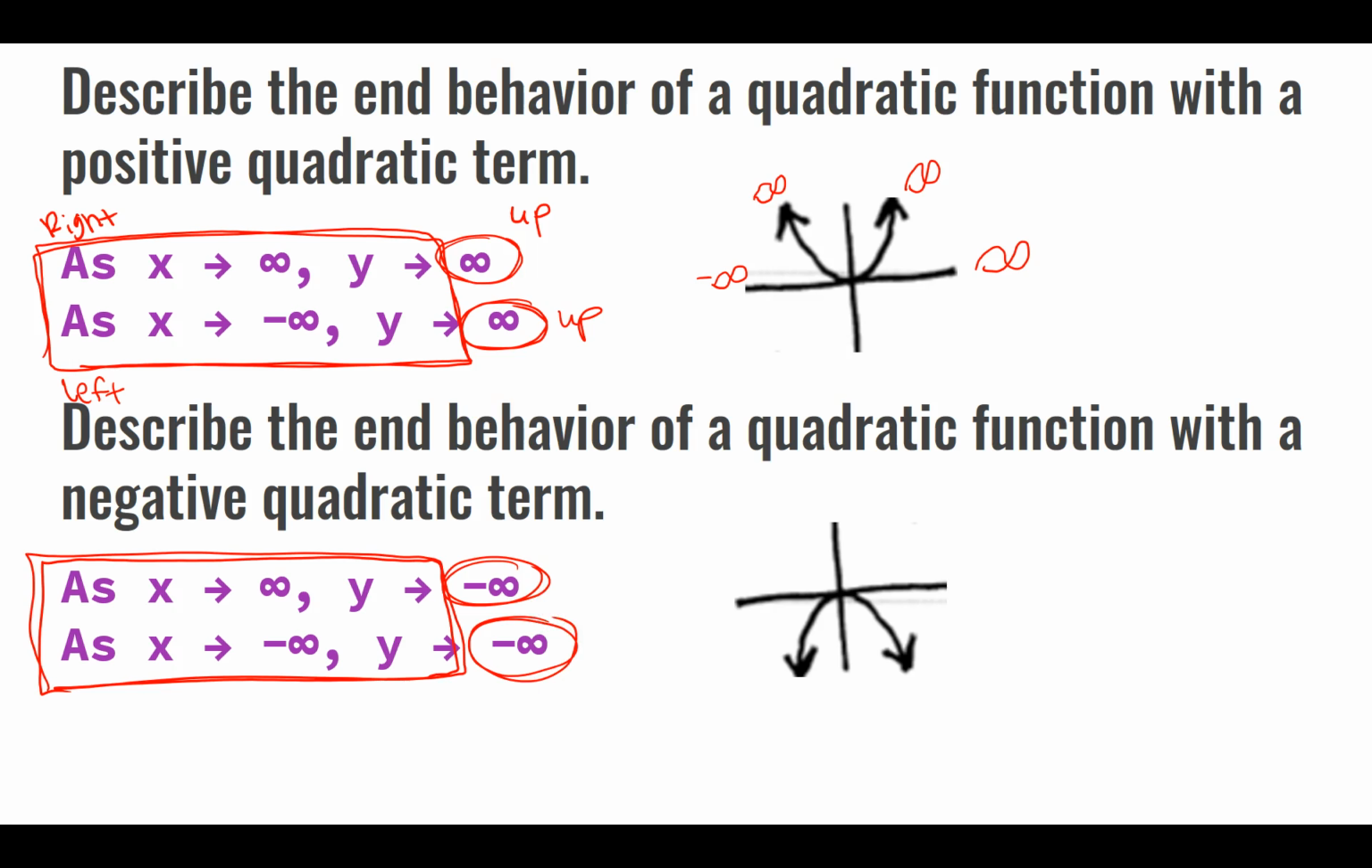Okay? So as x goes to positive, that's over here on the right-hand side, my y's, look at that, they're dropping down. They're going down to negative infinity. The other side, this is my left, as x goes to negative, as my x's are getting smaller, my y's, here they are also going down. So for parabolas, they'll either both be infinity or both be negative infinity.